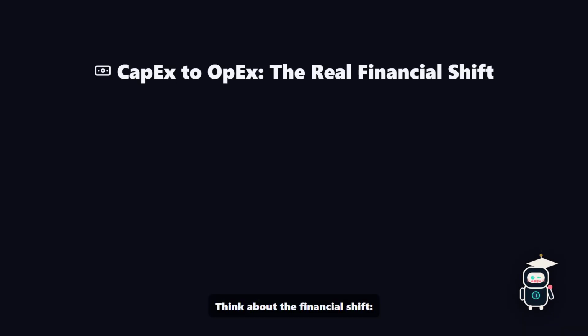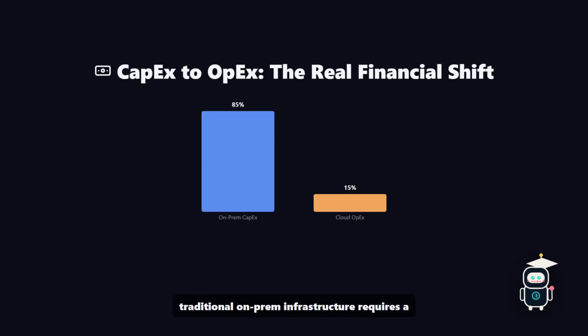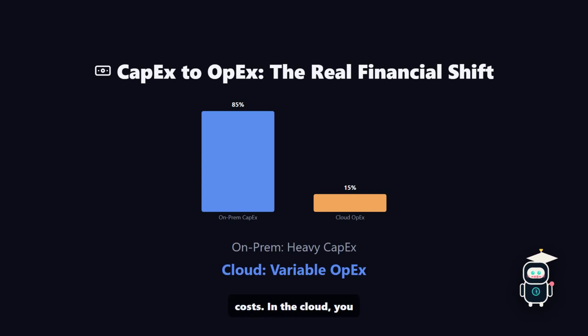Think about the financial shift. Traditional on-prem infrastructure requires a hefty upfront investment in hardware, plus ongoing power and cooling costs. In the cloud, you typically pay nothing upfront. You rent compute by the second or hour and stop paying when you stop using it. This transforms a fixed capital expense into a flexible operating expense. You can scale instantly when your app goes viral without begging for budget, and kill resources just as fast when demand drops. Infrastructure becomes a variable cost you control.